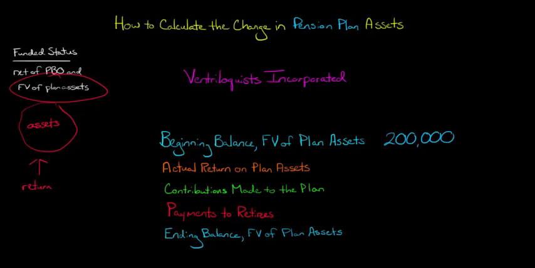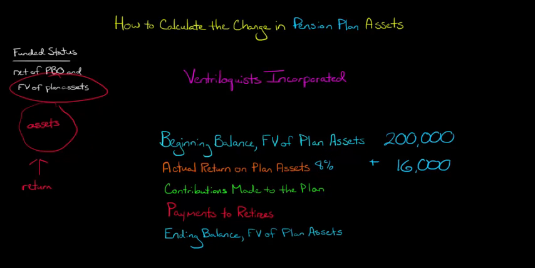So first thing we need to know is what was the actual return on the plan assets during the year. Let's say it was 8%. An 8% return on $200,000 is going to be $16,000. This $16,000 is going to be added to the beginning balance, increasing the fair value of the plan assets. That makes sense. We have a pool of $200,000 worth of assets, we earn a return of 8%, which is $16,000, and now we're going to have a bigger pool of assets.